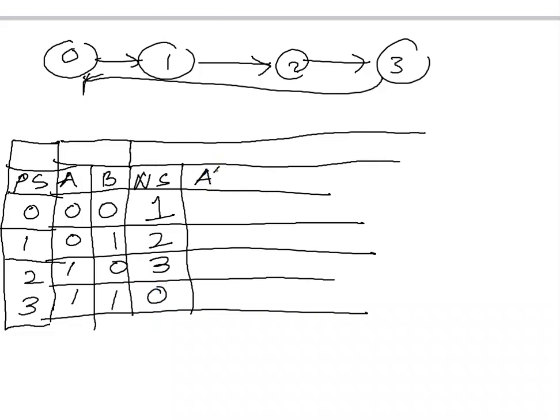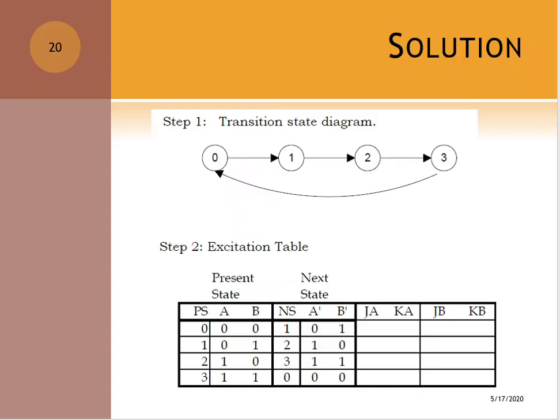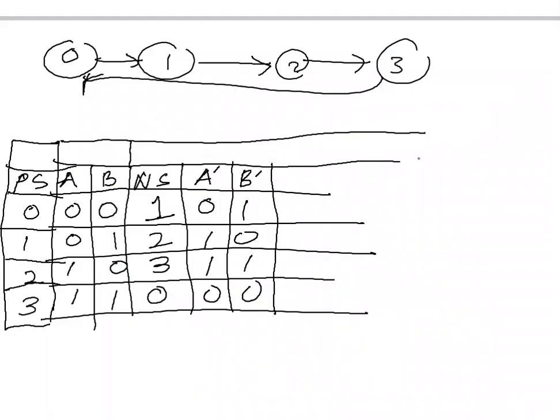So I will put here A prime, B prime. This one 0, we represent it as 0, 0. To represent 1 here, 0, 1. To represent 2, 1, 0. To represent 3, 1, 1, and then 0, 0. So we have the same thing here. Now we are going to fill in this part.